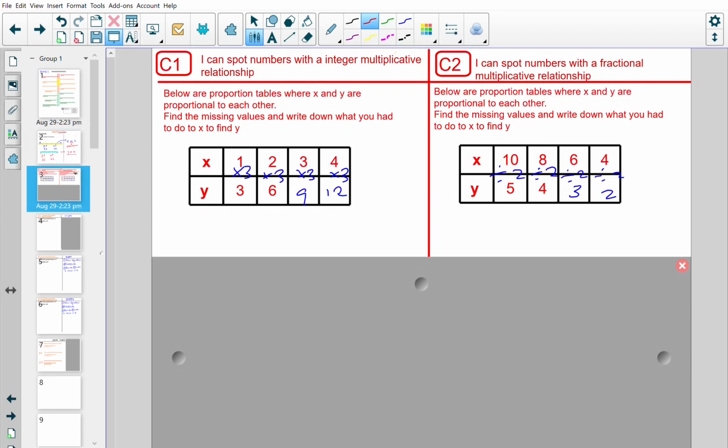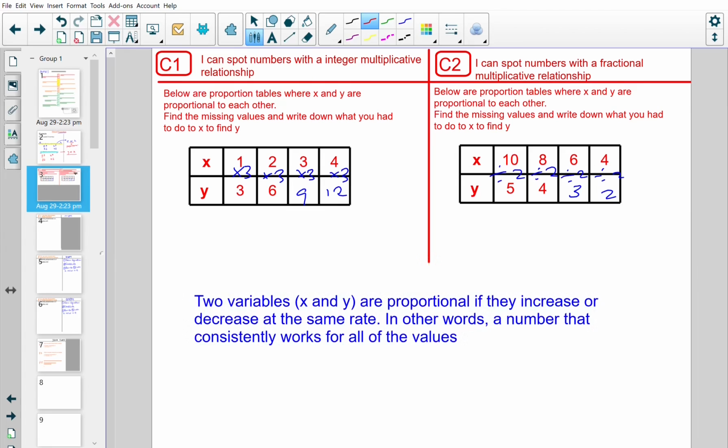Here are two examples. On the left hand side, as we could see, as the value of X is increasing, the value of Y also increases. How do I get from X to Y? I multiply by 3 in this case. I multiply by 3 throughout. On the right hand side, as the value of X decreases, the value of Y also decreases. Again, in this case, we're having to divide by 2 throughout to get to the missing number at the bottom.